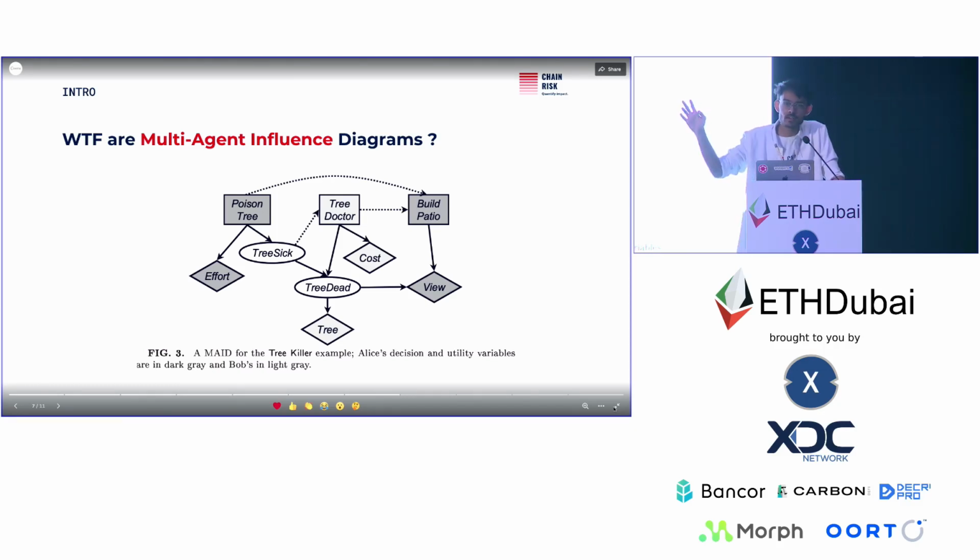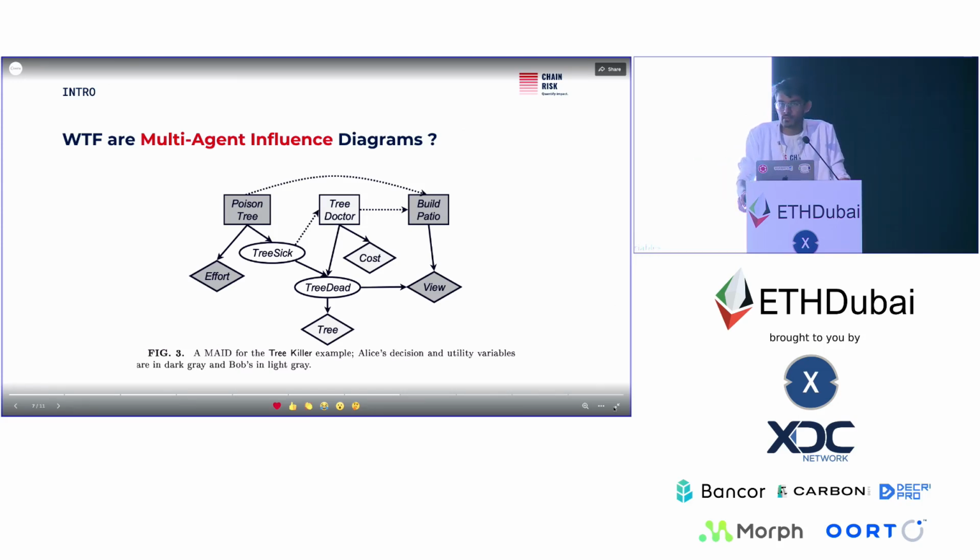Alice doesn't care about the world. She's an absolute Gen Z. She just goes ahead and says, hey, I'll just poison the tree. And to poison the tree, there'll be an effort which I need to put in. Then the tree might get sick, and finally the tree might die, right?